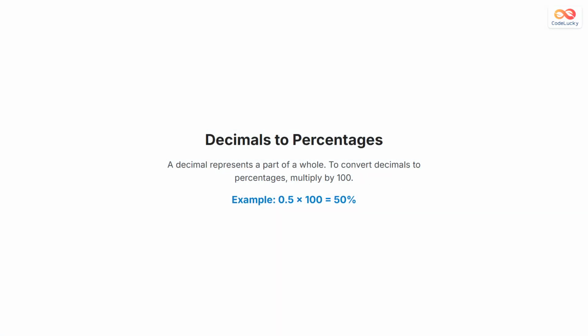A decimal represents a part of a whole. To convert a decimal to a percentage, multiply the decimal by 100. For example, 0.5 multiplied by 100 equals 50%. This means that 0.5 is the same as 50%.